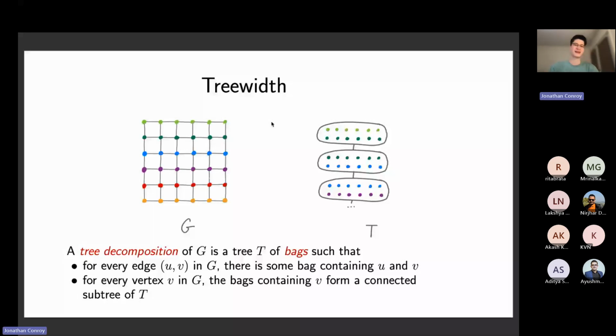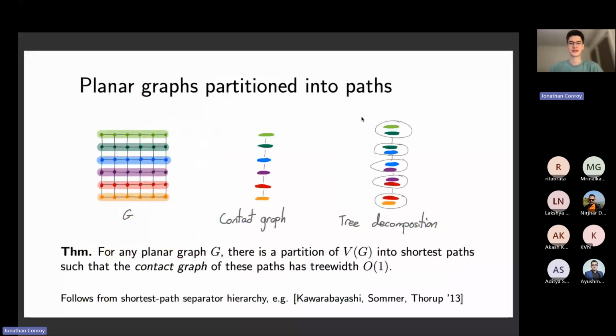Okay, but a grid is easy to deal with in a different sense. Sure, all of these bags have square root n vertices, but they're kind of well structured. These bags are all the union of two rows of the grid, and each row is a shortest path in the grid. So this still has some nice structure.